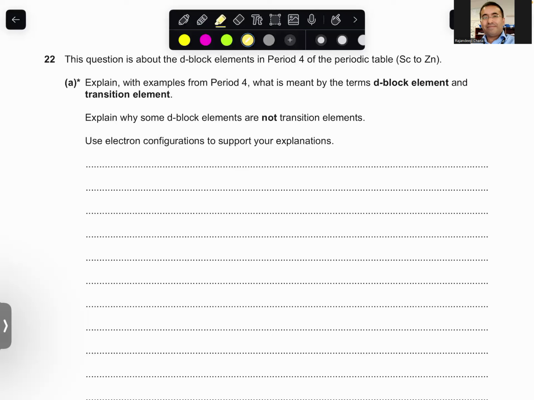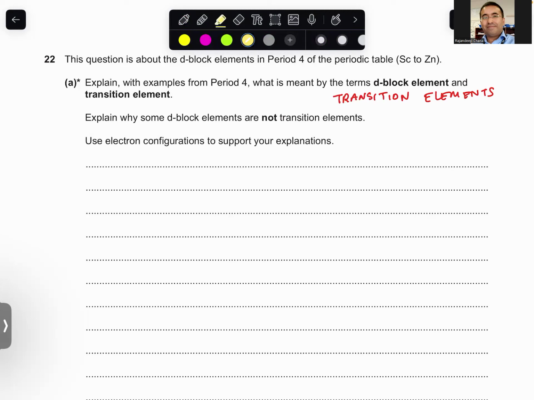We'll be looking at question 22, June 2023 paper. It's a question on transition elements, which is the last topic of Unit 5. We'll be exploring some of the chemistry involved. This is a nice all-rounder question. Let's have a look at the question.